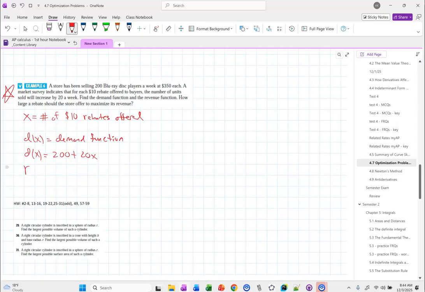And then my revenue is going to be 350 times that demand function. Not quite. Because we're not charging 350, we're charging 350 minus 10x, right?